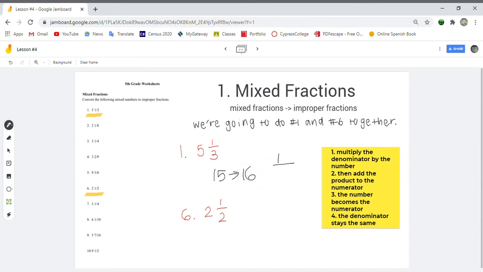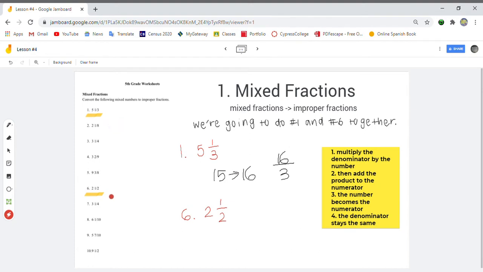And then looking at step 4, it says the denominator will stay the same, which means that from the original problem, 5 and 1/3, the denominator will be the same as the improper fraction. And so our denominator of 5 and 1/3 is 3. So our denominator of the improper fraction will be 3 as well. And so our improper fraction of 5 and 1/3 is 16 over 3. And that will be our answer to number 1.